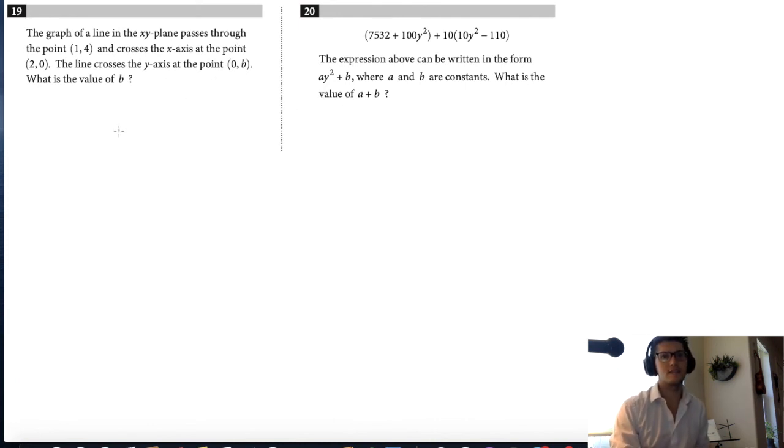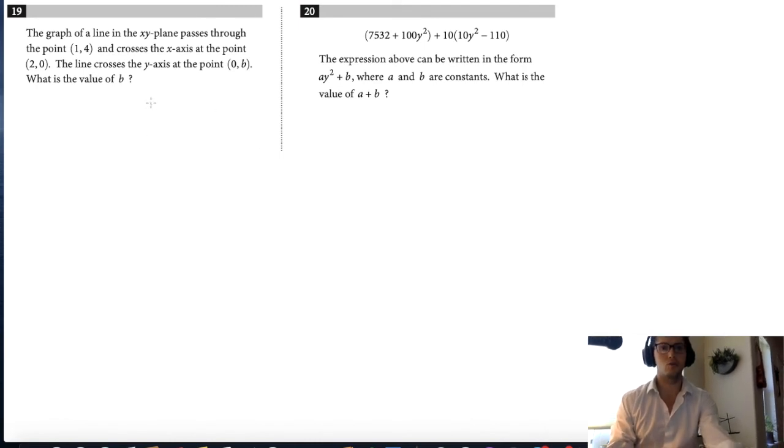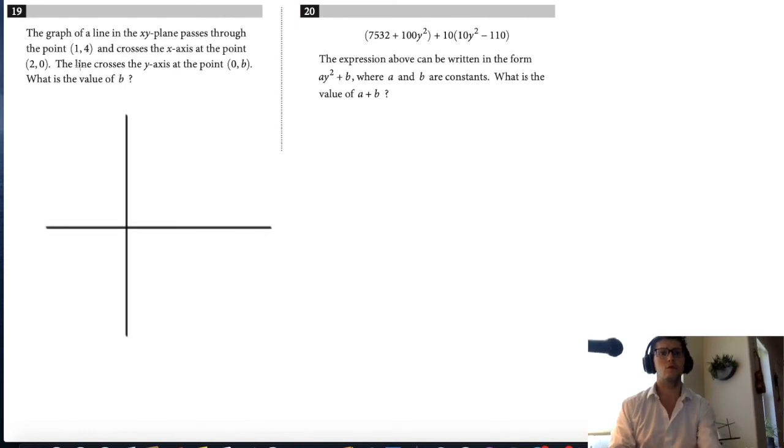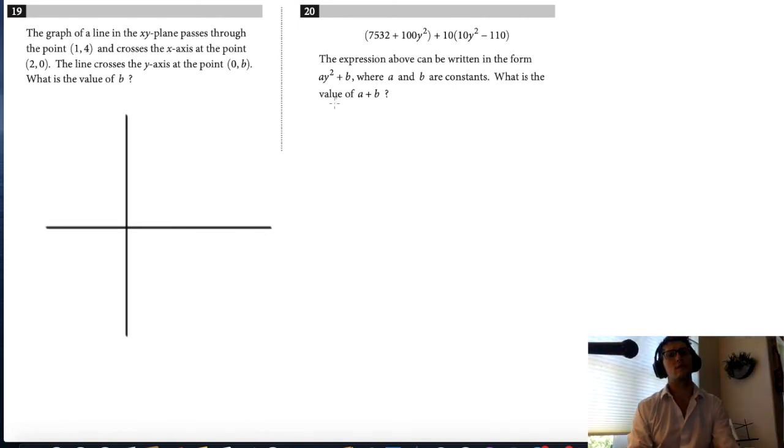Okay, so for 19, there's two things I wanted to say about this question. Number one is that you could just use a very standard approach, which is to say, figure out the slope.